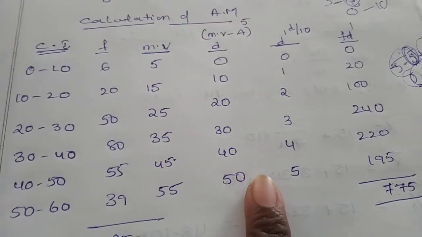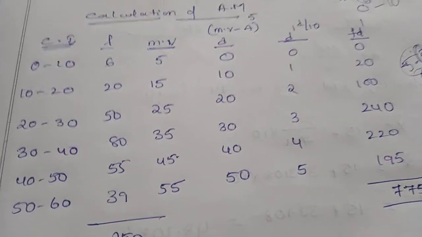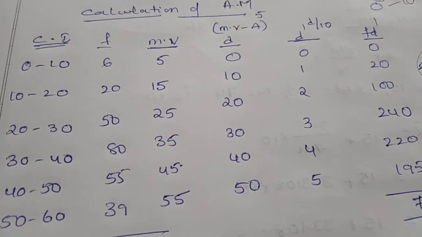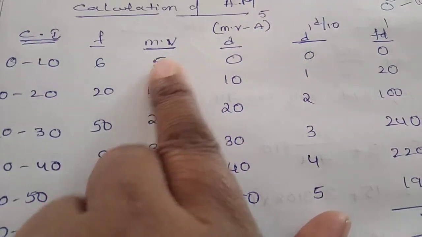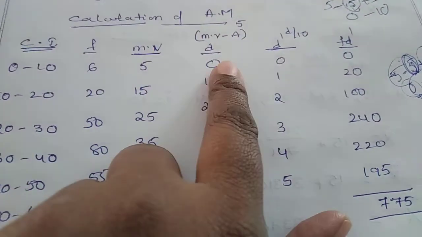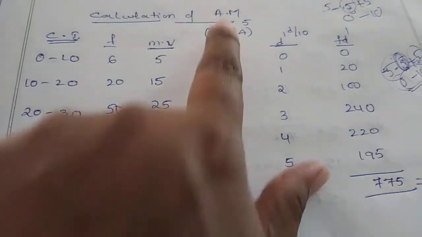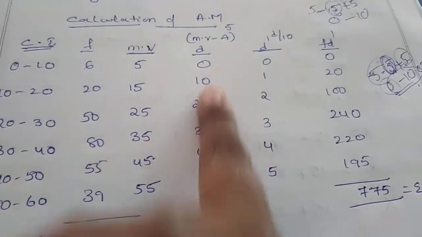And next what we have to do, we have to find the D. How we have to find the D? From mid values, we have to select the assumed value, nothing but A. So A, how much I have selected here? A is equal to 5 I have selected. From mid value, we have to deduct that. 5 minus 5, 0. 15 minus 5, 10. 25 minus 5, 20. Same like previous answers, ma. Same like previous questions, we have done in the same manner.